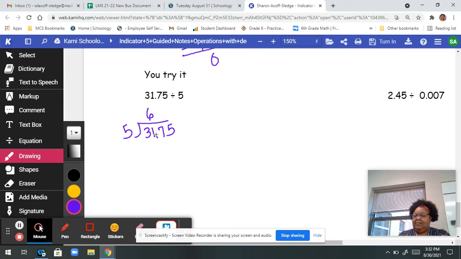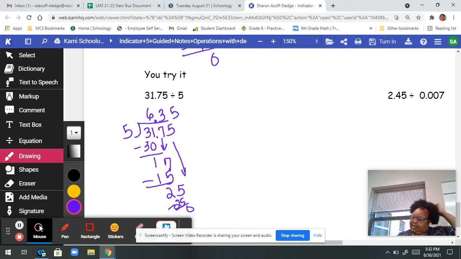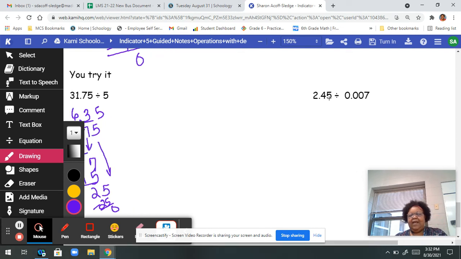So that's my divide. Multiply. 6 times 5 is 30. Subtract. Bring down. Let me go ahead and put my decimal there so I won't forget. 5 goes in 17 3 times. 3 times 5 is 15. That's my multiply step. Subtract and bring down. 5 goes into 25. 5 times 5 is 25. No remainder. Cool. Did you get that? I hope you did.